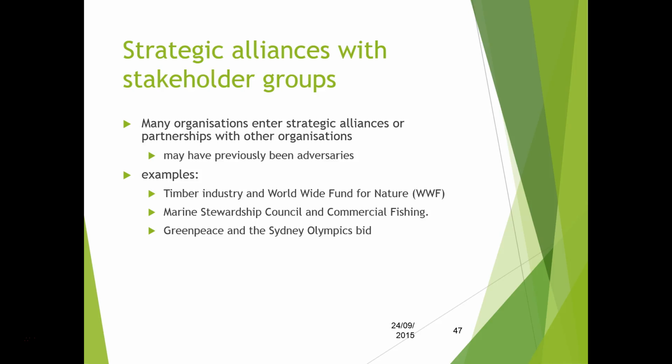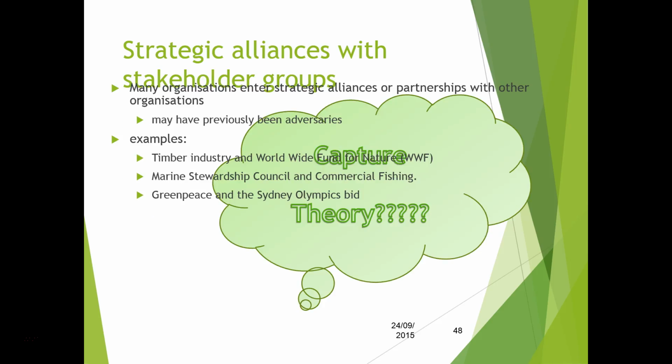Strategic alliances with stakeholder groups. Many organisations enter strategic alliances, partnerships with other organisations, and they may have previously been adversaries. For example, the timber industry are linked with the Worldwide Fund for Nature, the Marine Stewardship Council and commercial fishing, Greenpeace and the Sydney Olympics bid. If you walk into your supermarket, you'll see RSPCA endorsing a number of different animal products. So, many organisations enter strategic alliances.